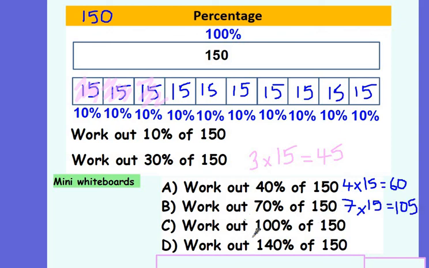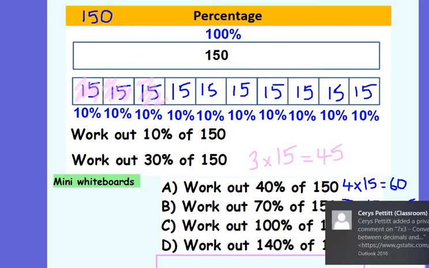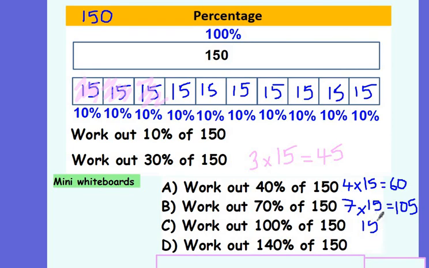To work out 100% of 150, that's just the whole bar, which would be 150. And to work out 140% of 150, I'd need to do 14 times 15, which would give me 210. So we're using our little 10% sections, multiplying them up to find out 40%, 70%, 100% and 140%.